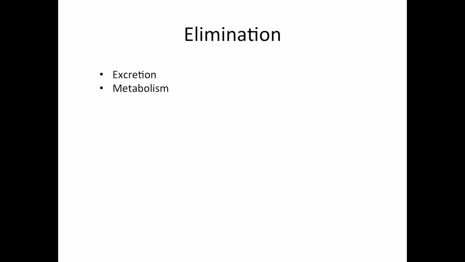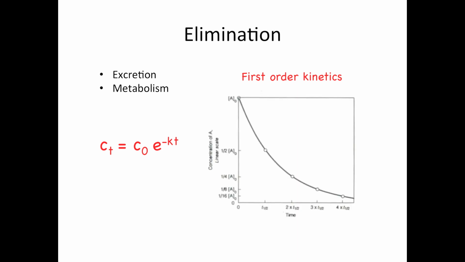Elimination. Elimination is the process of removal of the drug from the body and encompasses metabolism and excretion. The majority of drugs that we will be considering are eliminated under first-order kinetics. The rate of elimination is proportionate to the concentration of the drug, and mathematically this is defined by the exponential decay equation. You can see that the concentration falls in equal proportion over time, and we can see the useful concept of the half-life here shown in red, the time taken for the process to be 50% complete, or the concentration to fall to 50%.